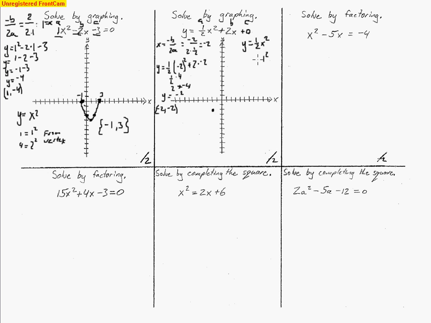Now let's see how much I'm going to end up going in the y direction, because I have to times by 1/2 after I square the 1, and I just get 1/2. So over 1, up 1/2 space. That's it, just 1/2 a space.